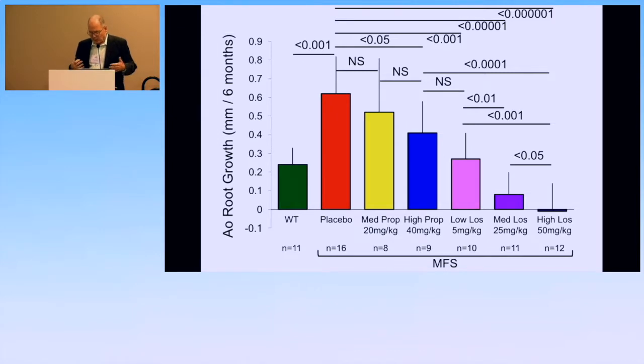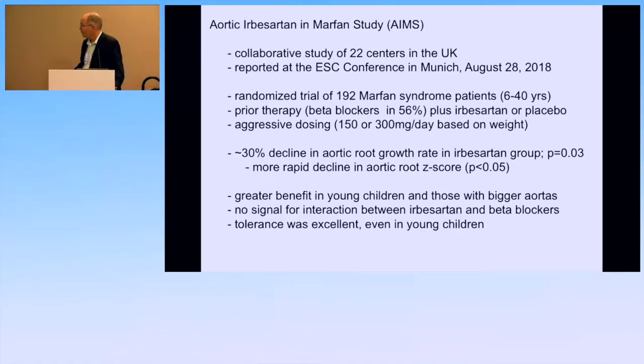So in keeping with this concept that dose matters, I was intrigued to learn the results of a trial that was reported at the recent European cardiovascular meetings, the so-called AIM study. It's a collaborative study of 22 centers in the United Kingdom. Here, patients were randomized to receive irbesartan or placebo on top of their baseline therapy, which largely was beta blockers.